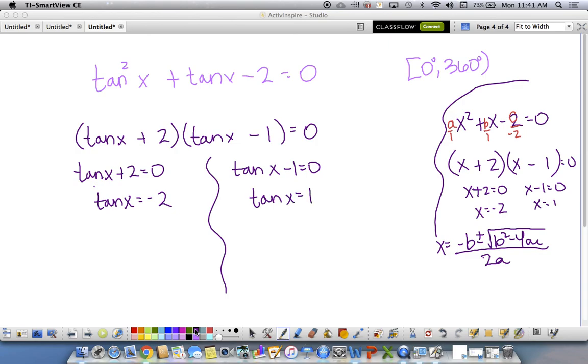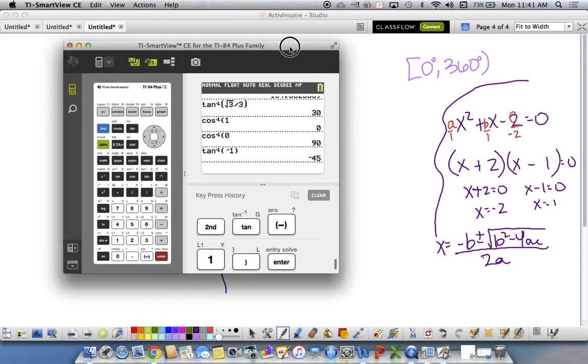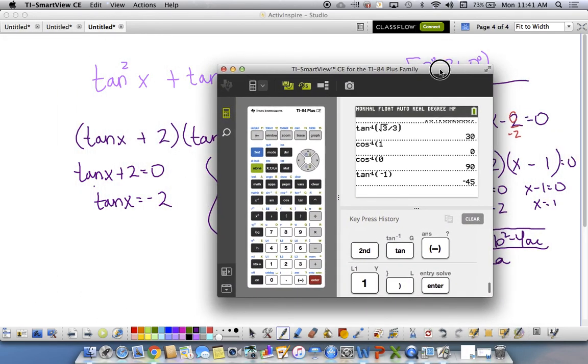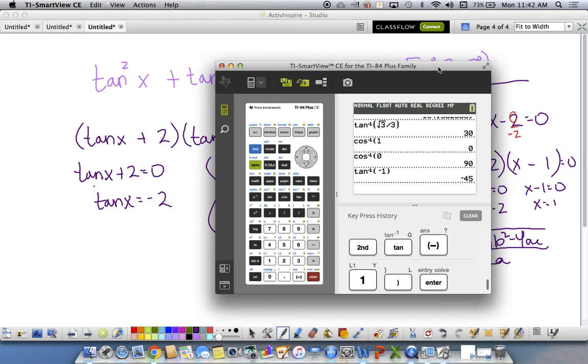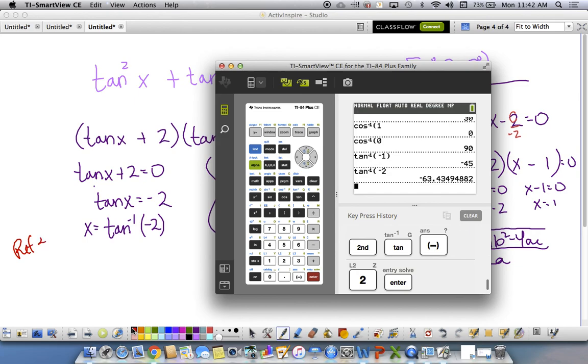I'm pulling my calculator back out. So let's start right here with tan x equals -2. I need x to equal tan inverse of -2. Tan -1 of -2 gives me -63 degrees. Does that fall in my interval? No. So it's giving me a reference angle of 63.434.